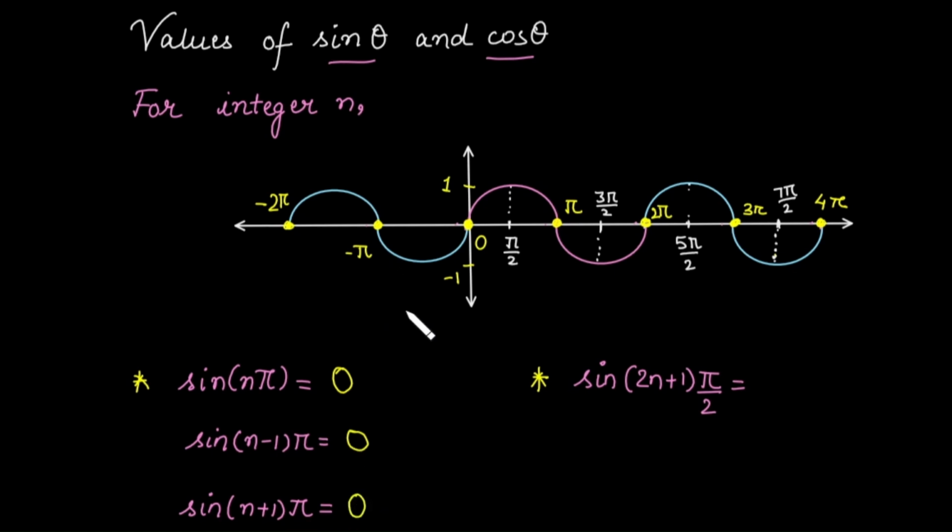And if you take n plus 1 into pi, again it is 0. But if you observe for the pi by 2, in the case of sin pi by 2, its value is 1. In case of sin 3 pi by 2, it's minus 1. Sin 5 pi by 2 is 1. If you observe, we have odd multiple of pi by 2: 1 pi by 2, 3 pi by 2, 5 pi by 2, 7 pi by 2. And in this case, the values are 1, minus 1, 1, minus 1. So we are getting the alternative values. So we can say that the answer in this case is minus 1 raised to power n.